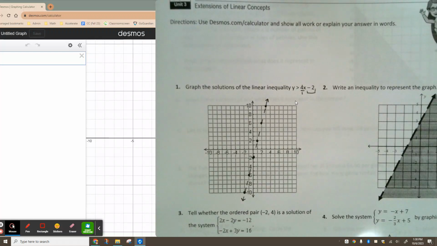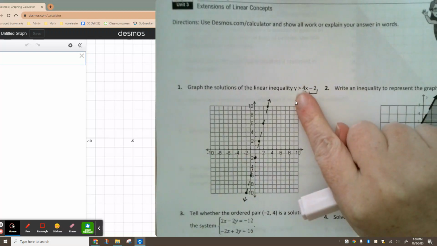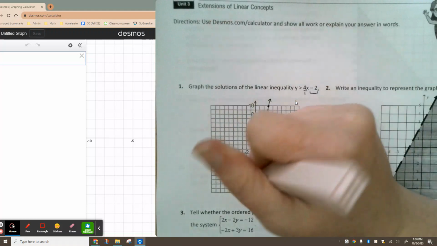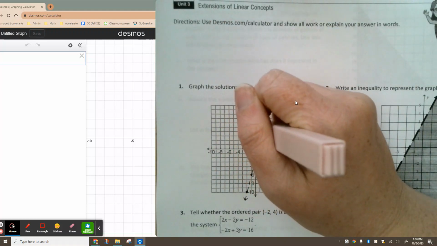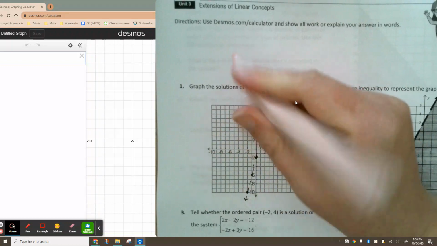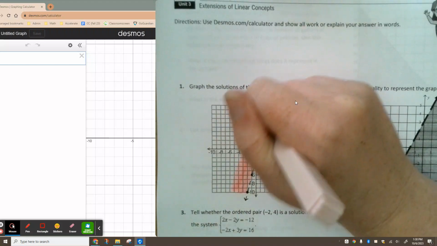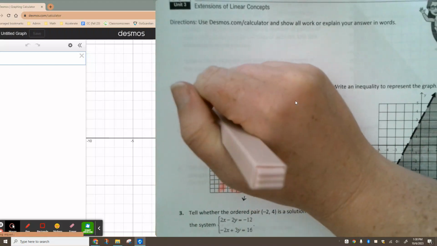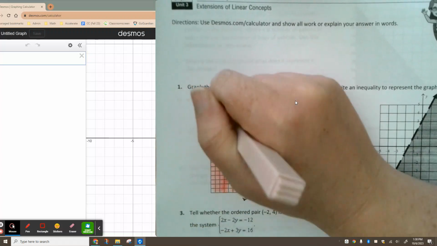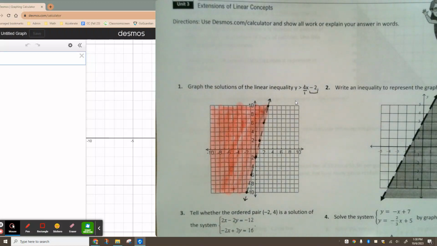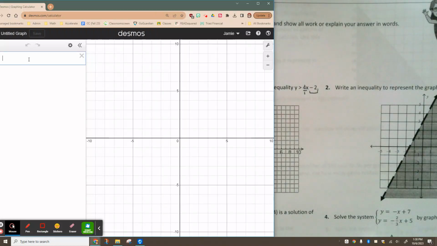Okay, and then I need to shade according to my graph. Now this is a y is greater. So I'm going to start on my line, and I'm starting at -2. Well, what y's are greater than -2? Well, that would be -1, 0, 1, all of this above my line. So I'm going to shade on this side of my line. And you can make it as pretty as you want, as long as we can tell that this whole area should be shaded. Okay, coming over to my Desmos screen, we're just going to type that in.